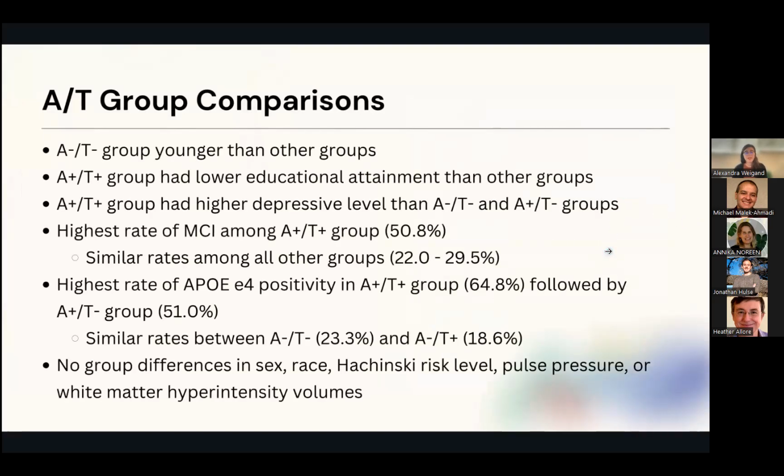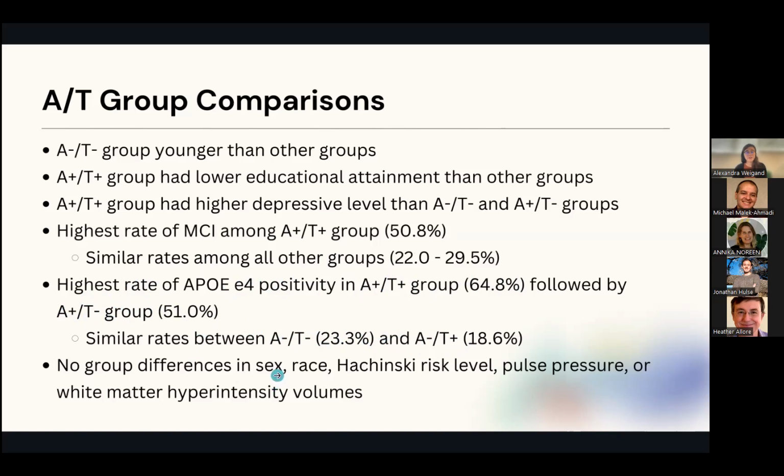Just looking at some of the more basic demographic variables, we found that the amyloid negative, tau negative, or no pathology group was younger than other groups. The both pathology group had lower educational attainment than other groups, as well as higher depressive levels than 2 of the other groups, but not the amyloid negative, tau positive group. Unsurprisingly, the highest rate of mild cognitive impairment was amongst the both pathology group, with similar rates amongst the 3 other groups. The highest rate of ApoE4 positivity was in the both pathology group, followed by the A plus T minus group, with similar rates in both of the amyloid negative groups.